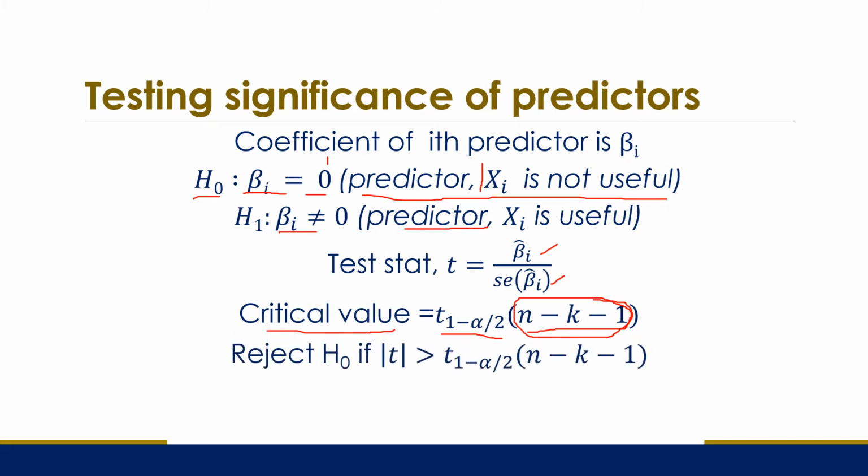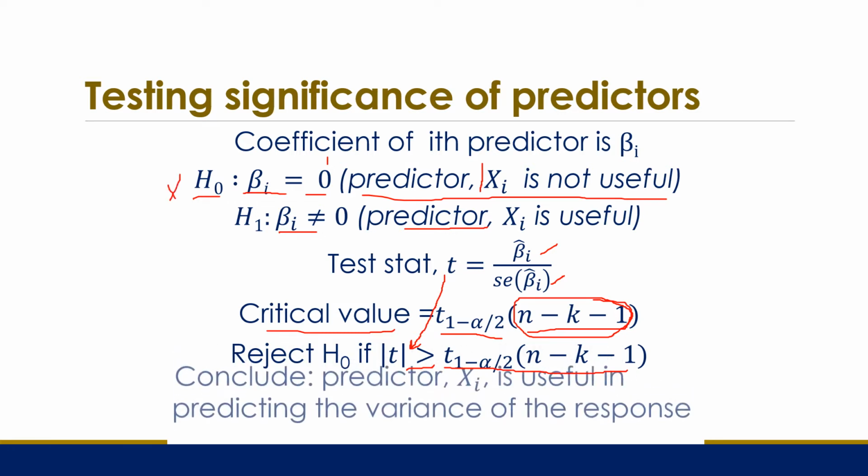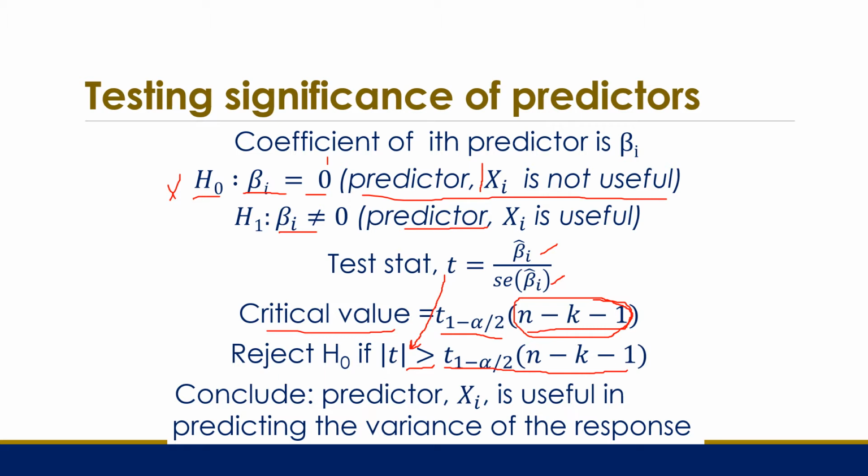And now the decision rule is as usual. If you get the computed value in absolute terms, that is ignoring the negative sign, and that value is greater than the table value, then you reject the null hypothesis. You reject this hypothesis, and you conclude that the predictor is useful in predicting the variance of your dependent variable or your response variable. Remember, the two refer to the same thing.